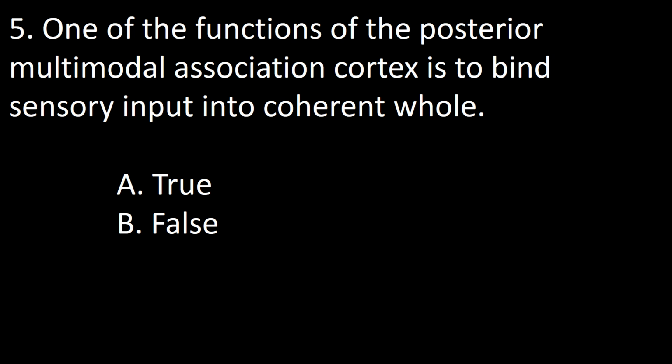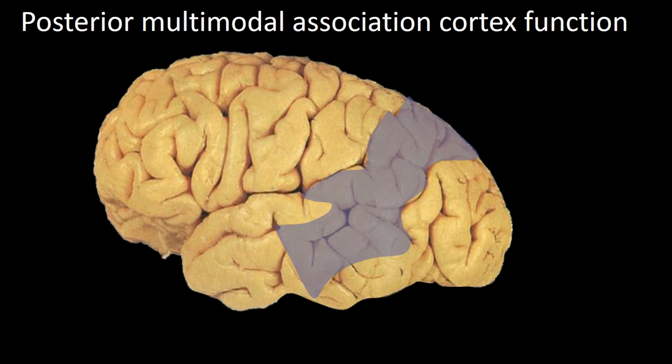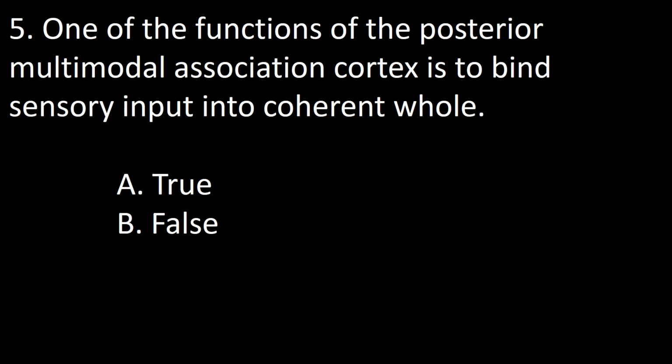A true, B false. Posterior multimodal association area, by virtue of its location, is especially suitable to receive and integrate information from the somatosensory unimodal cortex, the hearing unimodal association cortex, and the visual unimodal association cortex. So the answer to this question is A.